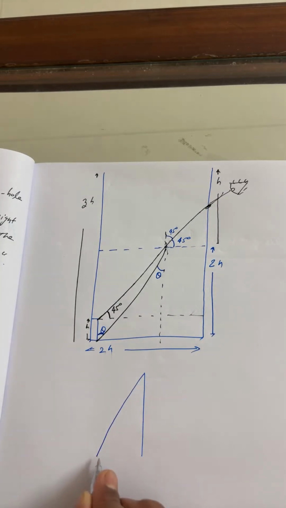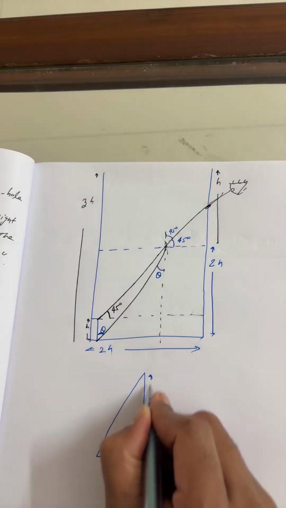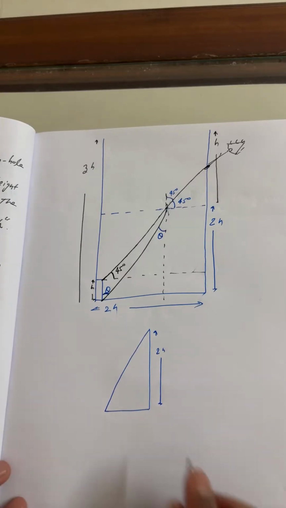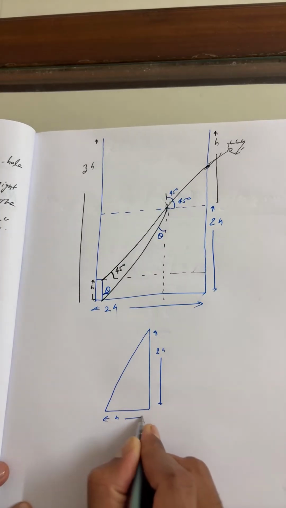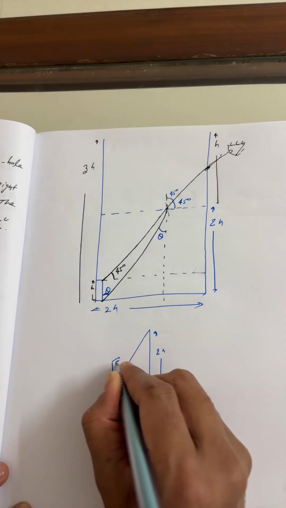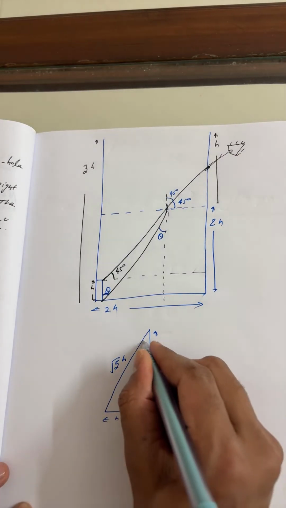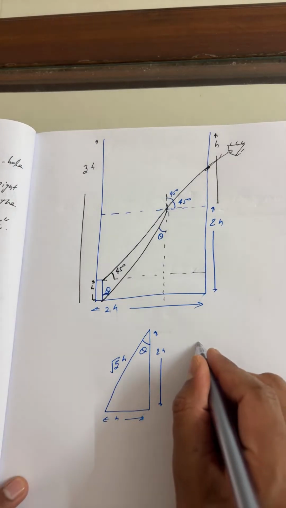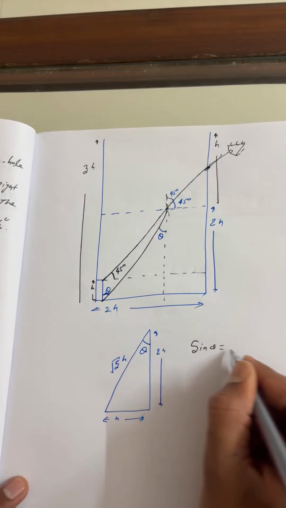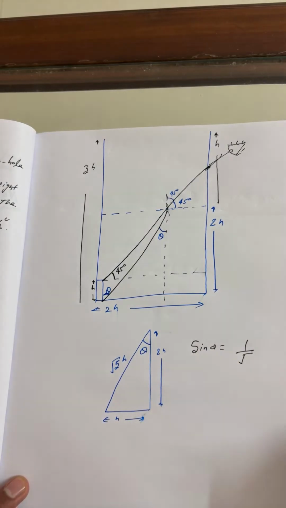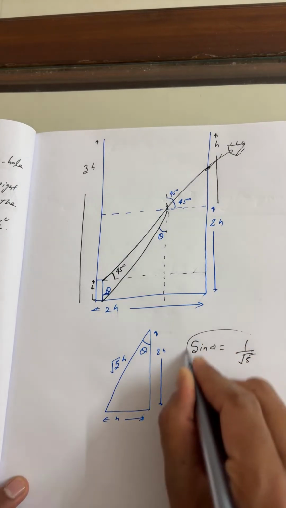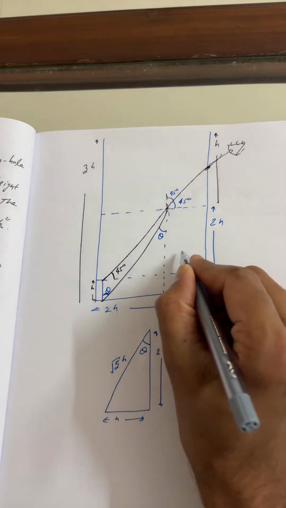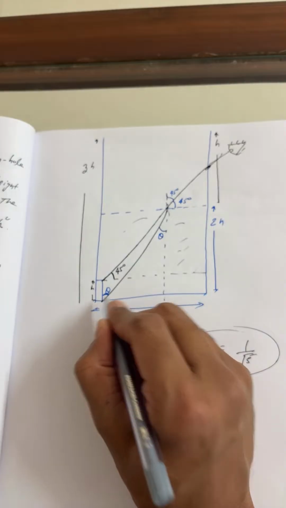In terms of theta, this is 2h, and this is h here. So this is root 5 h. This is the theta here, so from here we easily get sine theta equals 1 by root 5. Basically, we are interested in finding the refractive index so that the man can see the bottom part.